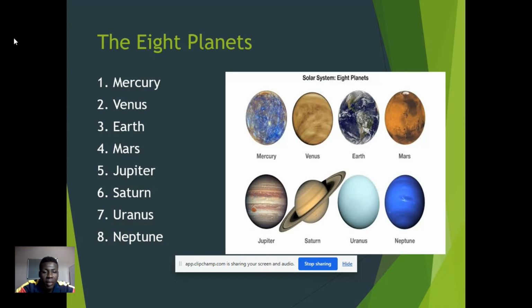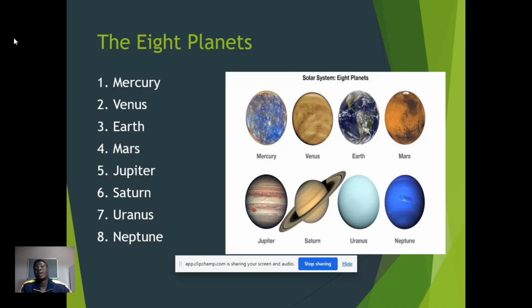Venus is the second planet from the sun, and is the hottest planet in our solar system. Then we have the third planet from the sun, which is planet Earth, the one that we live in. Planet Earth is the only planet that has the capability to support life in our solar system.